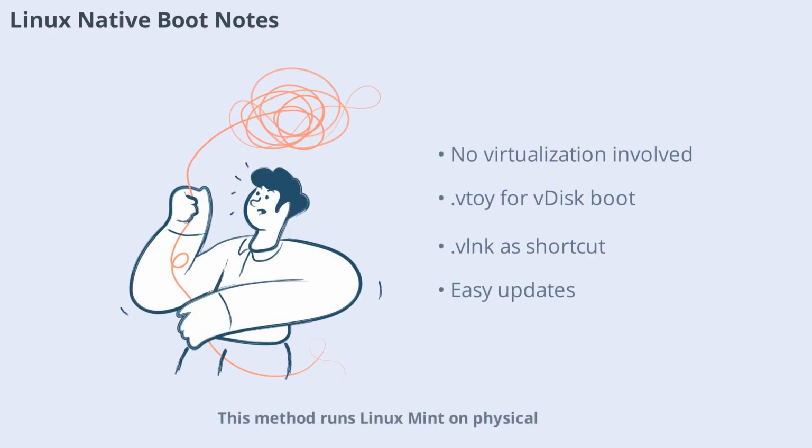This method runs Linux Mint on physical hardware using Ventoy's kernel and vDisk integration, not virtualization. The .vtoy file marks your disk image as vDisk boot ready, while the .vlnk file acts as a shortcut for Ventoy. You can update your OS by booting back into VirtualBox, then return to native boot on real hardware whenever needed.